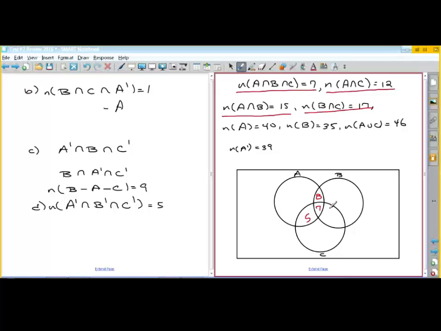So then we have B intersects C, which is this football. We have a total in there of 17. So I've already got 7, so this is going to be 10. 17 minus 7 is 10. Don't put 17 there.